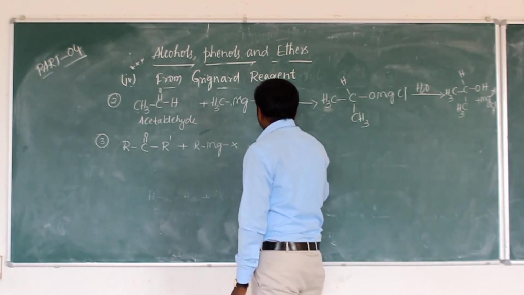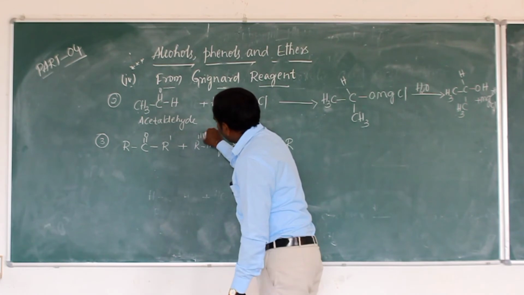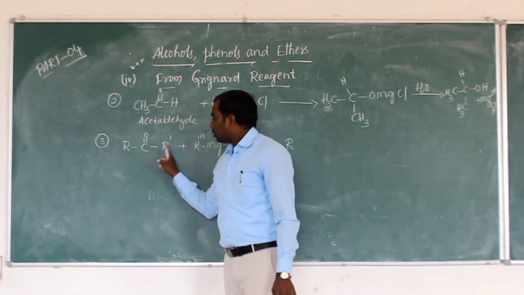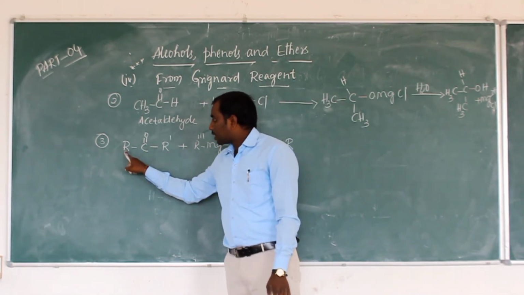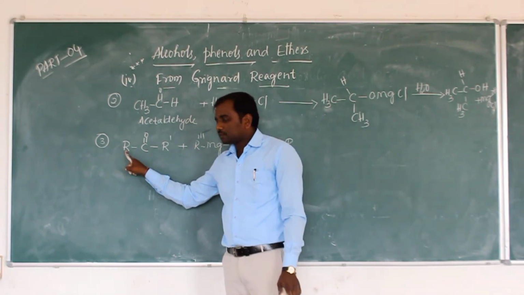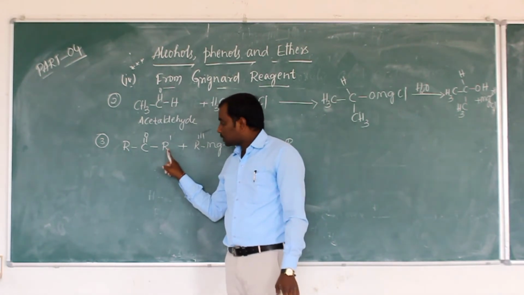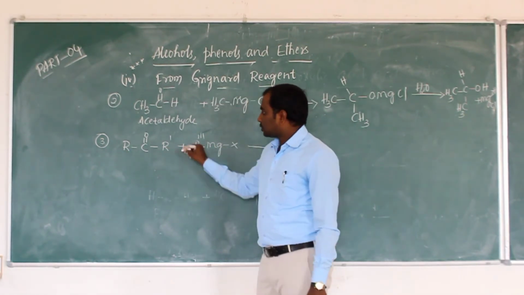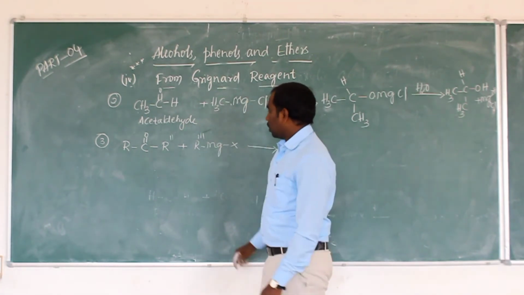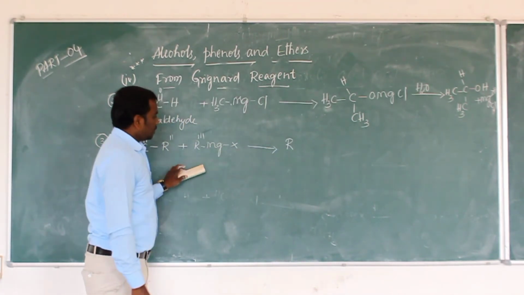Here R dash or triple dash, all are the same, but here we consider them as different. R dash means CS3. R triple dash is also CS3, right?